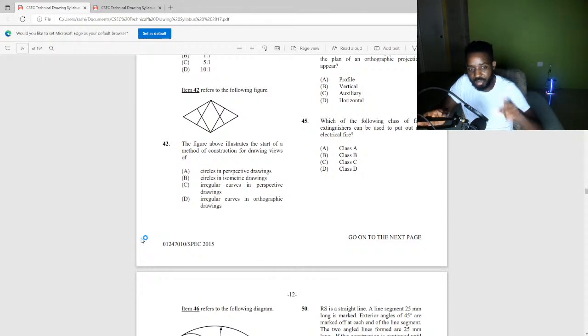Now this shows the method that we would use to draw isometric circles if you were drawing them on paper with your pencil and your compass and your set squares and so on. So it says circles in perspective, circles in isometric drawing. So this is how you would go about drawing circles in isometric drawing. So number 42 is B.